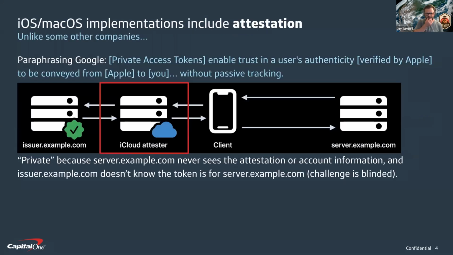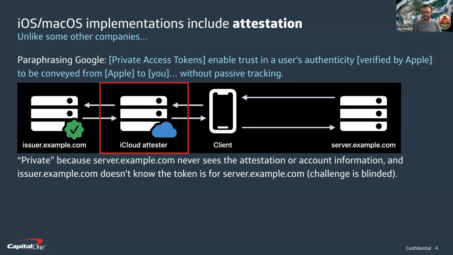And here's kind of a visual breakdown of how it works. You have either an app or a web browser on iOS 16 shown as the client on the phone in the middle here. And server.example.com says, hey, I want to make sure that this is a real device. So it tells the client. The client then reaches out to the iCloud attester. And this is really the part that Apple adds that is nice.